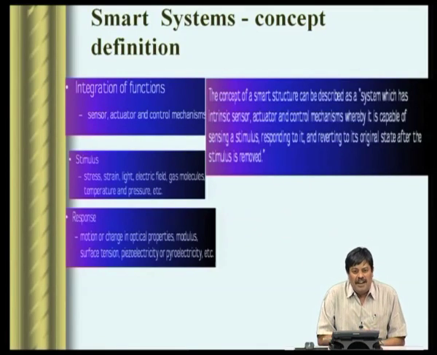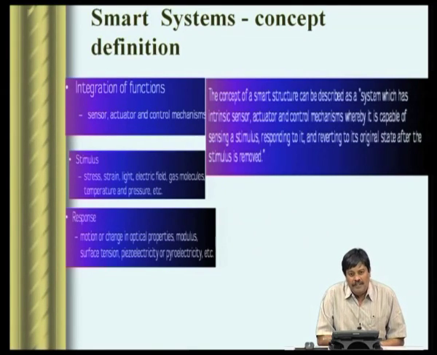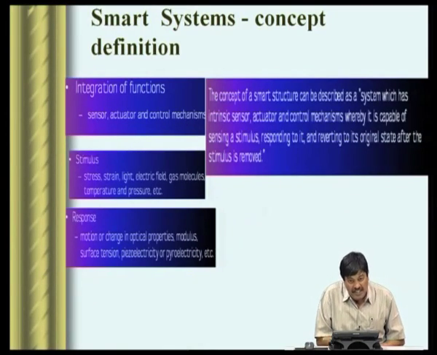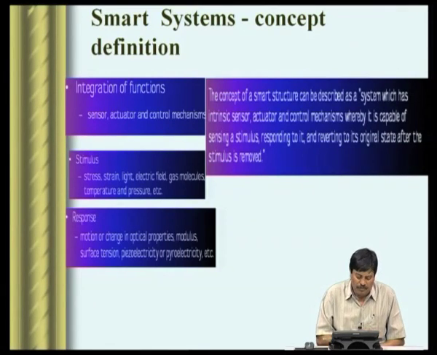Basically, a smart system has to have these three features: integration of functions, stimulus and response. Hence, we can define the concept of a smart system as a system which has an intrinsic sensor, actuator and a control system, whereby it is capable of sensing a stimulus, responding to the stimulus and reverting to the original state after the stimulus is removed.